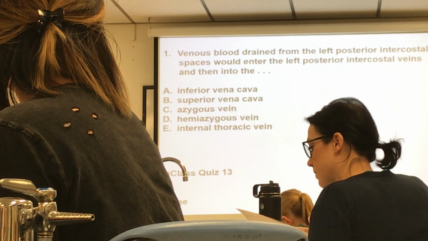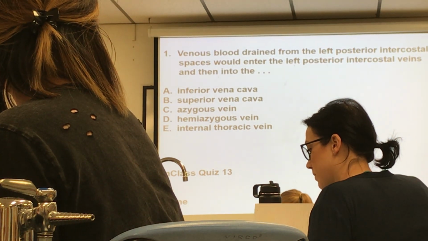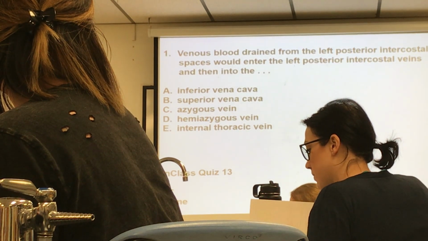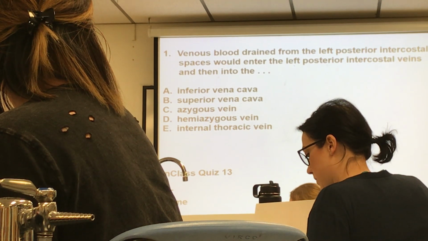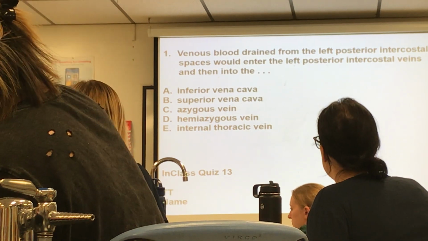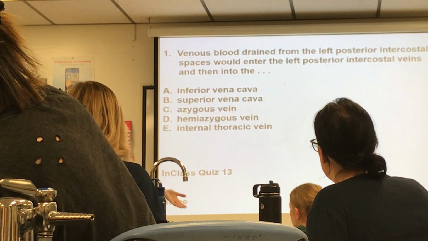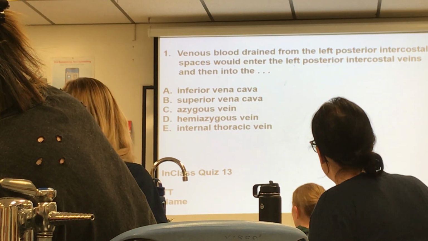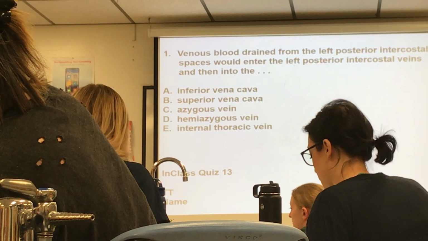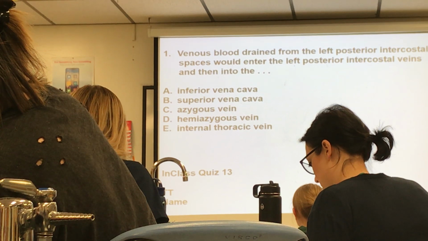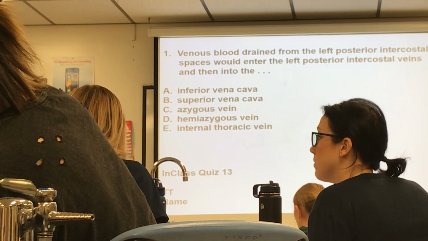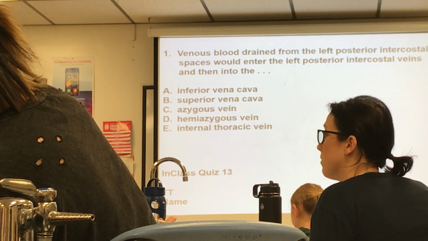So hopefully you started diagramming these, drawing them out, and drawing them on your person. Because if you have this on a lecture exam question and you have that drawn out on the blank piece of paper I'll give you, all you have to do is look at it, follow it into the posterior intercostal veins and see what vessel that drains into, instead of trying to draw it in your mind.